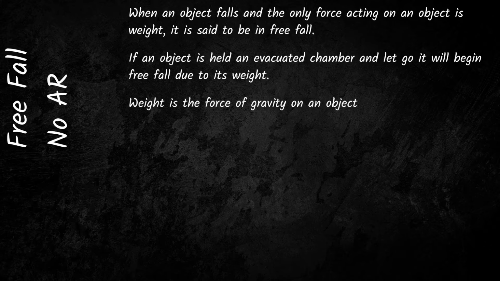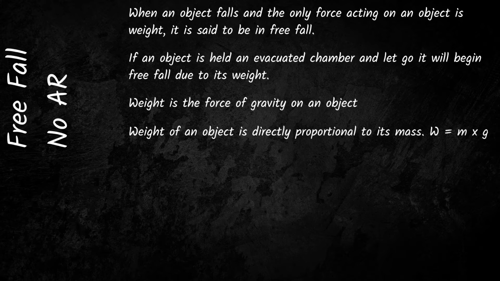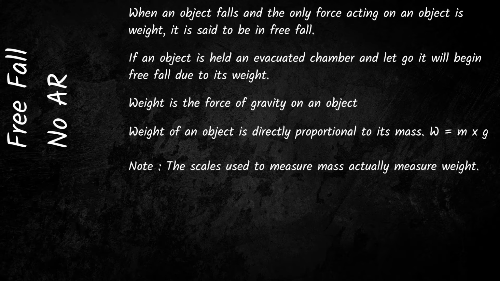Weight is essentially the force of gravity on an object and can be figured out using the formula W equals mg. The formula essentially tells us that weight is directly proportional to the mass of an object. It's important to remember that the balances that we use to measure mass actually measure weight, and they are calibrated to give you the mass according to that weight.